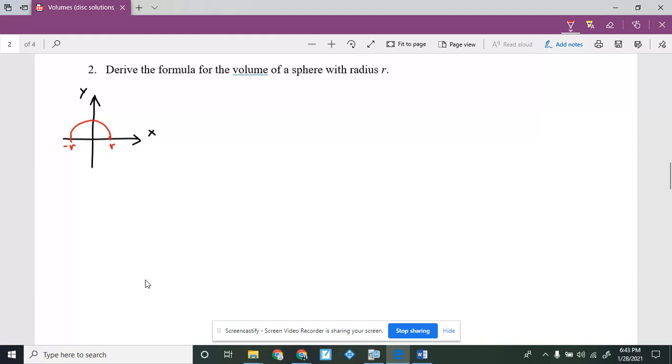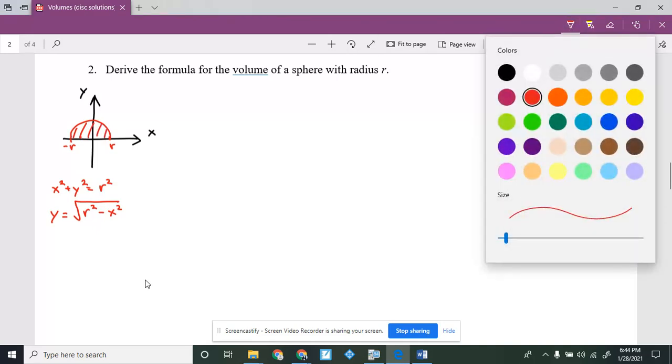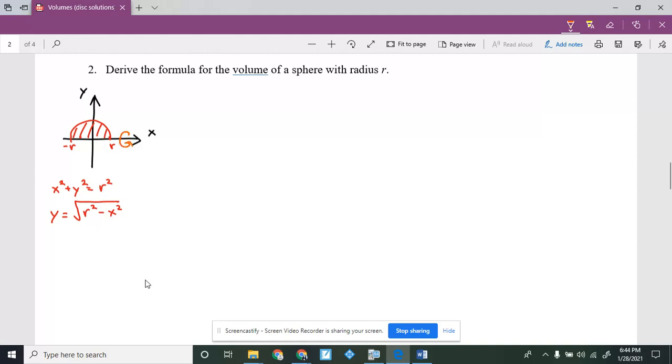Well, back in the day when you did circles, it was like x squared plus y squared equals radius squared. And so if I solve this for y, I'm going to get r squared minus x squared, and then the square root of all that. That would be the upper branch. The negative square root would be the lower branch, but I don't care about that. Because if I take this region right here and I revolve that around the x-axis, I'm going to get a basketball.